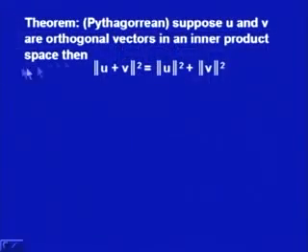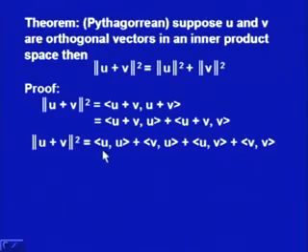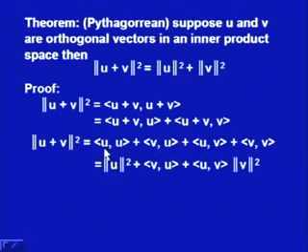Now we have some more results on inner products. The first result is that the norm of u plus v squared is equal to the norm of u squared plus the norm of v squared. To prove this, we consider the norm of u plus v squared, which is the inner product of u plus v with u plus v. We apply the property of inner products: u plus v comma u, plus u plus v comma v. Applying the same property again, this is u comma u plus v comma u, plus u comma v plus v comma v. That means this is nothing but the norm of u squared plus v comma u plus u comma v, and finally plus the norm of v squared.